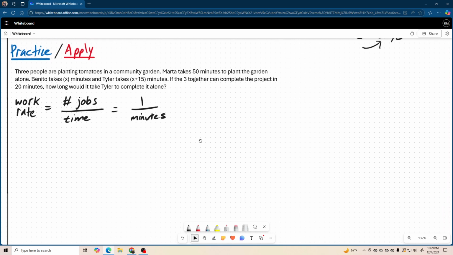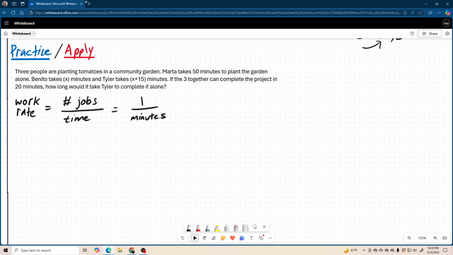All right, so 3 people are planting tomatoes in a community garden. Marta takes 50 minutes to plant the garden alone. Benito takes X minutes, and Tyler takes X plus 15 minutes. If the three together can complete the project in 20 minutes, how long would it take Tyler to complete it alone? Well, we're going to have a problem very similar to the work rate problems we did before, right?